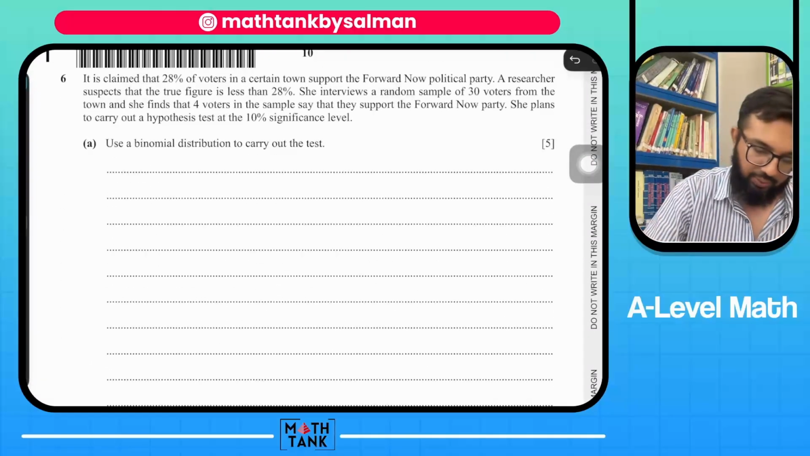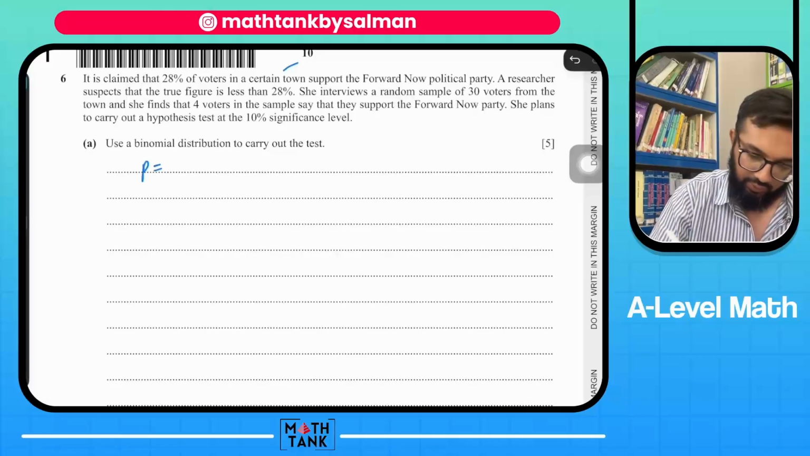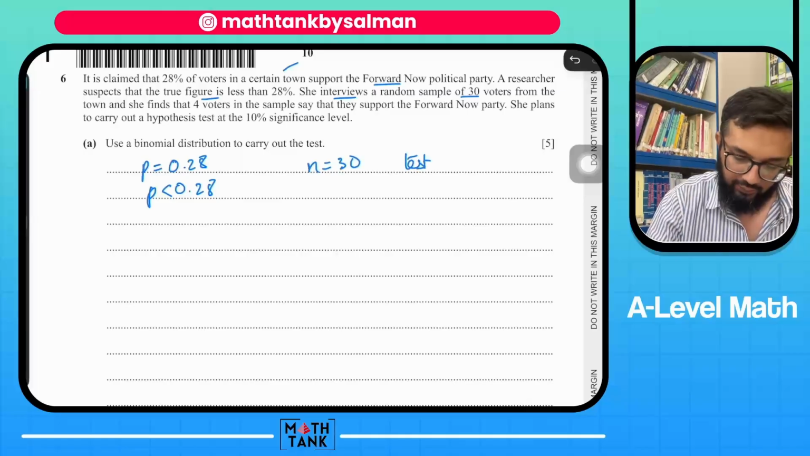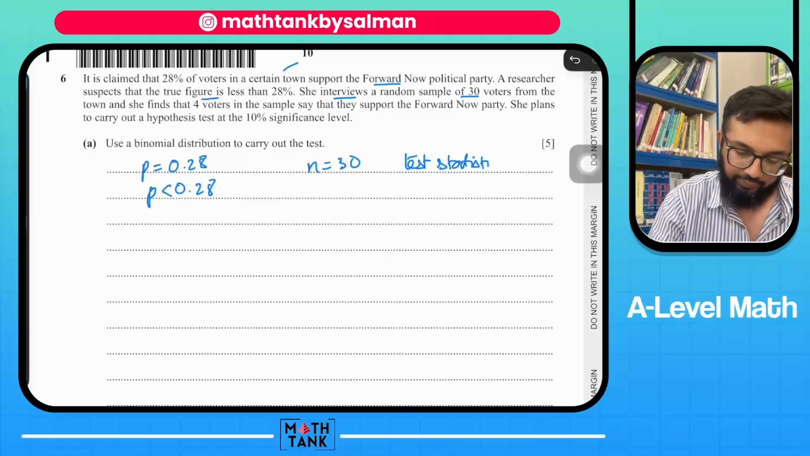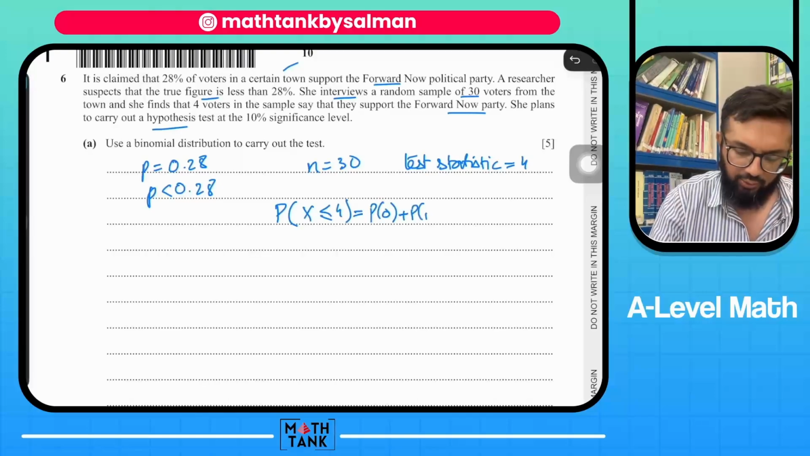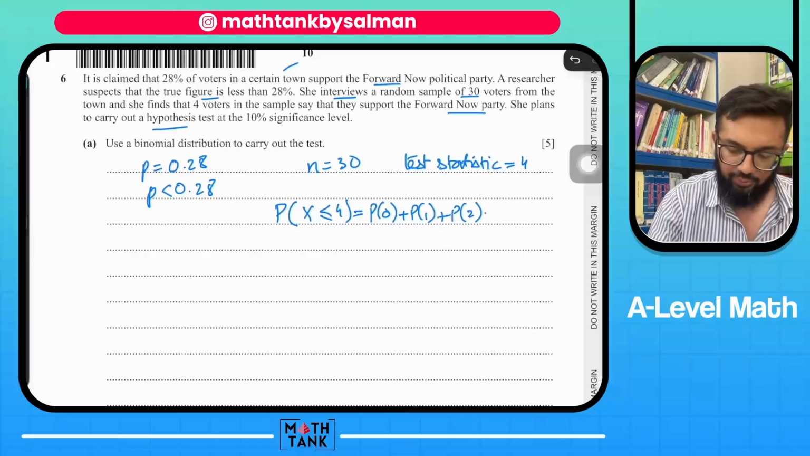Let's claim that 28% of the voters in a certain town support the Forward Now political party. A researcher suspects that the true figure is less than 0.28. He interviews a random sample of 30 and finds that 4 voters support it. So the test statistic is 4 in this case. He plans to carry out a hypothesis test at the 10% significance level. So I think that's easy. X is less than or equal to 4. I write down 0, 1, 2, and 3, and 4 as well.